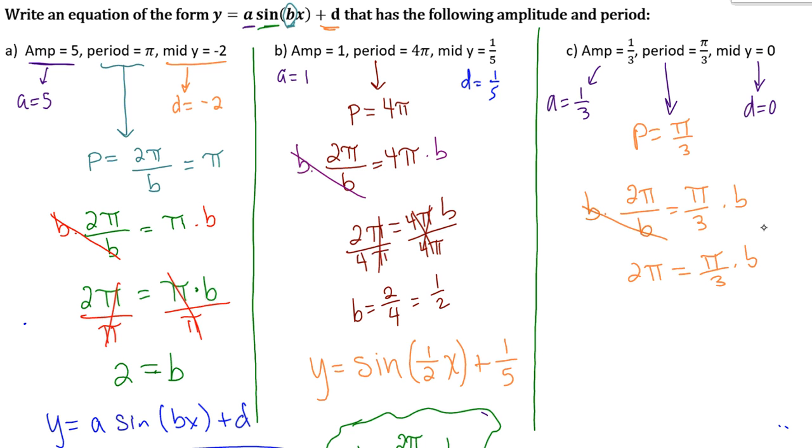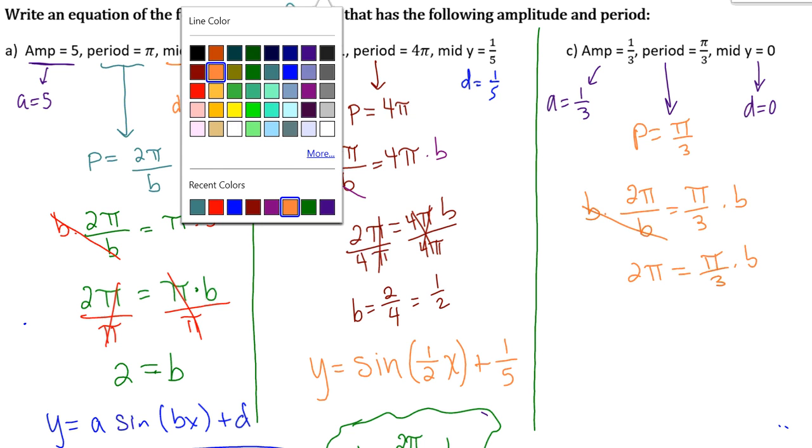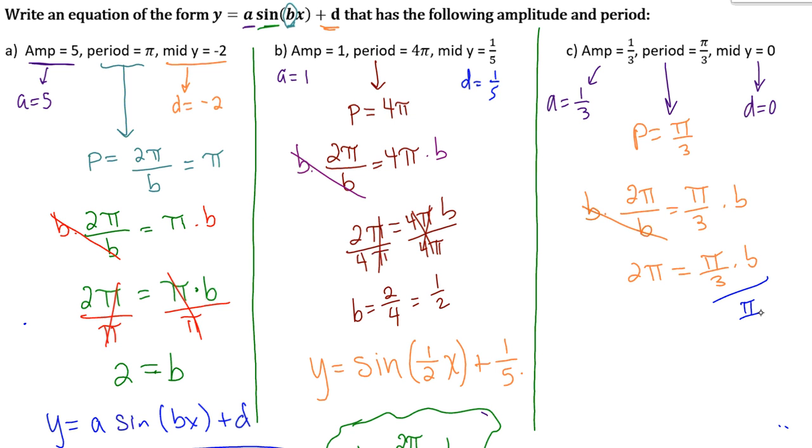Now, you can do it in 2 steps if you want to. You can get rid of the 3 first and then the pi. Or if you can remember that in order to get rid of a fraction, dividing by pi over 3, hate dividing by a fraction, is the same thing as multiplying by 3 over pi. So I'm going to just multiply that over here. It's going to cancel those pi's and just leave 2 times 3, which is 6. And that's our b.